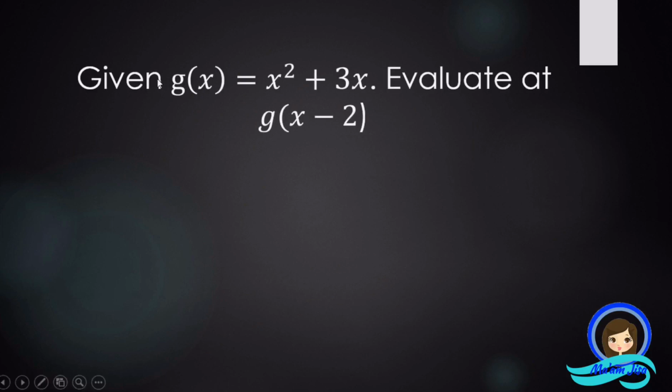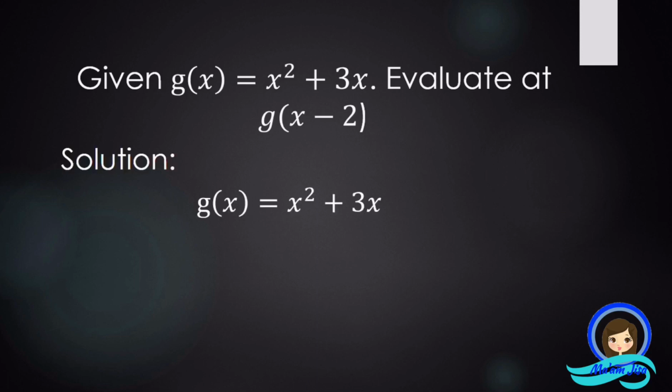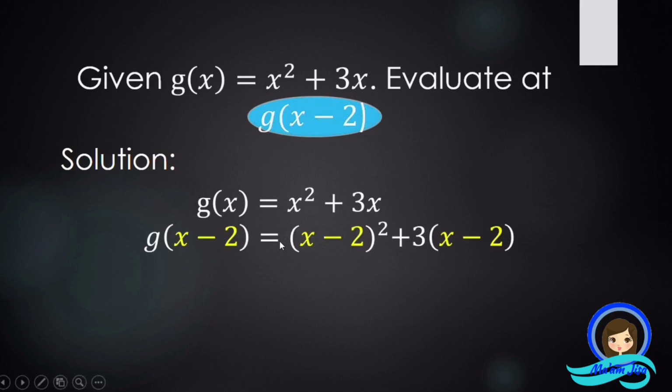Let's have another given function. g of x equals x squared plus 3x. We evaluate the function at x equals x minus 2. So the same process, all the x's will be substituted with x minus 2, as you can see.